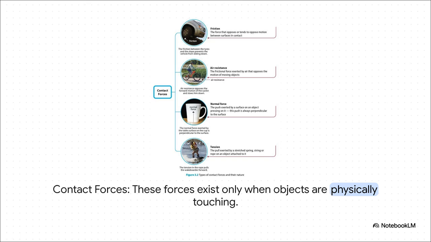This includes things like the friction that grips a car's tires to the road, the air resistance that pushes against a cyclist, or even the table pushing up to support your coffee mug. We call that the normal force. And, of course, the tension pulling a wakeboarder along. In every single one of these, there has to be physical contact.